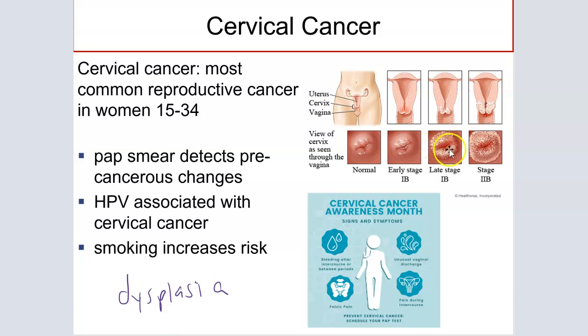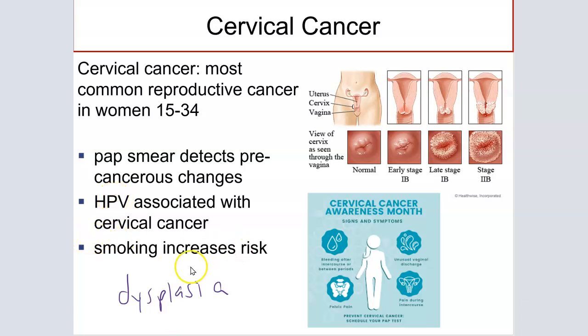But if you don't catch it, that cancer can spread, and then it can go up into your uterus. And then it can also metastasize in your body. Cervical cancer is associated with the human papillomavirus, HPV. This is sexually transmitted commonly, and a lot of times you wouldn't even know you had it.